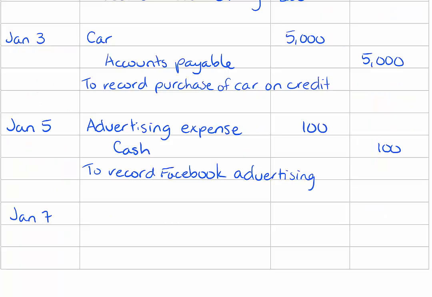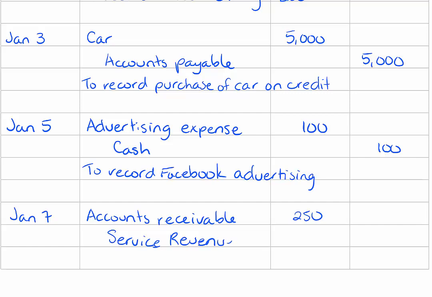For our fourth journal entry, we are recording an accounts receivable debit for $250 because the parents are going to pay later, and service revenue is increasing by $250. That is a credit.